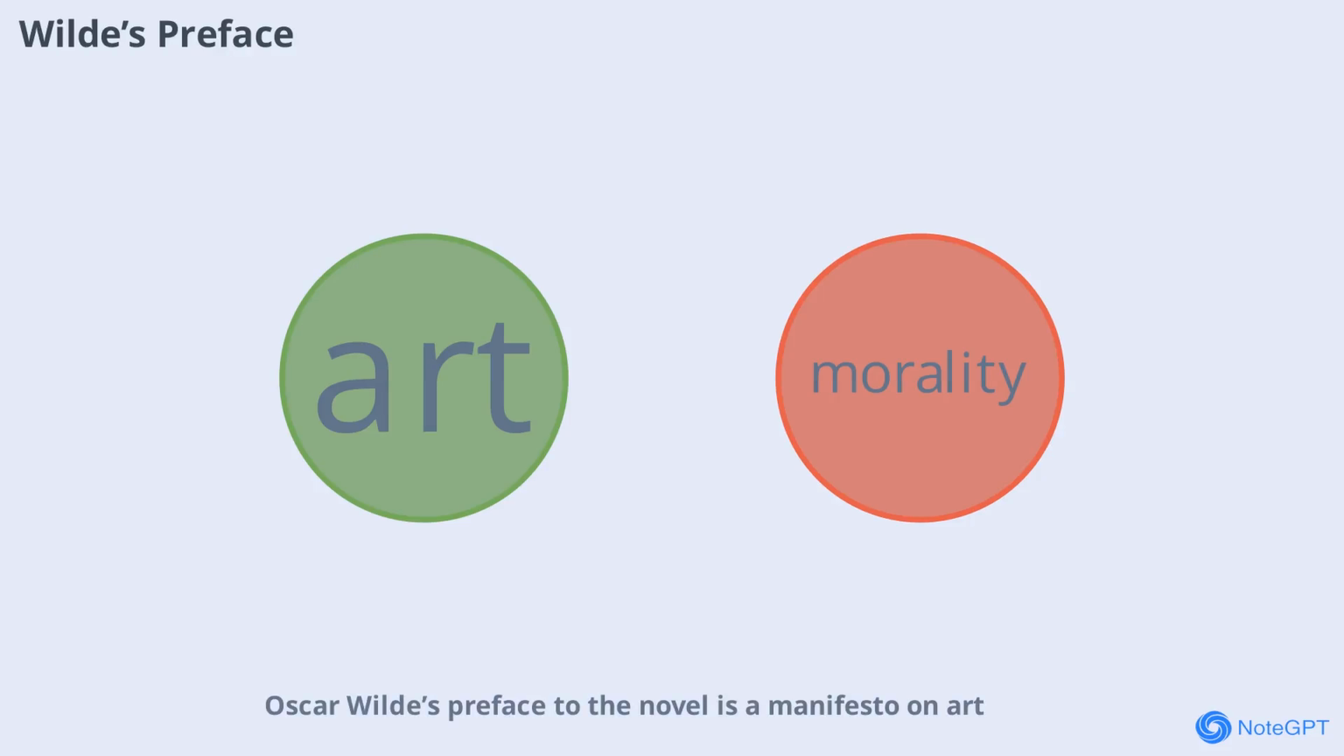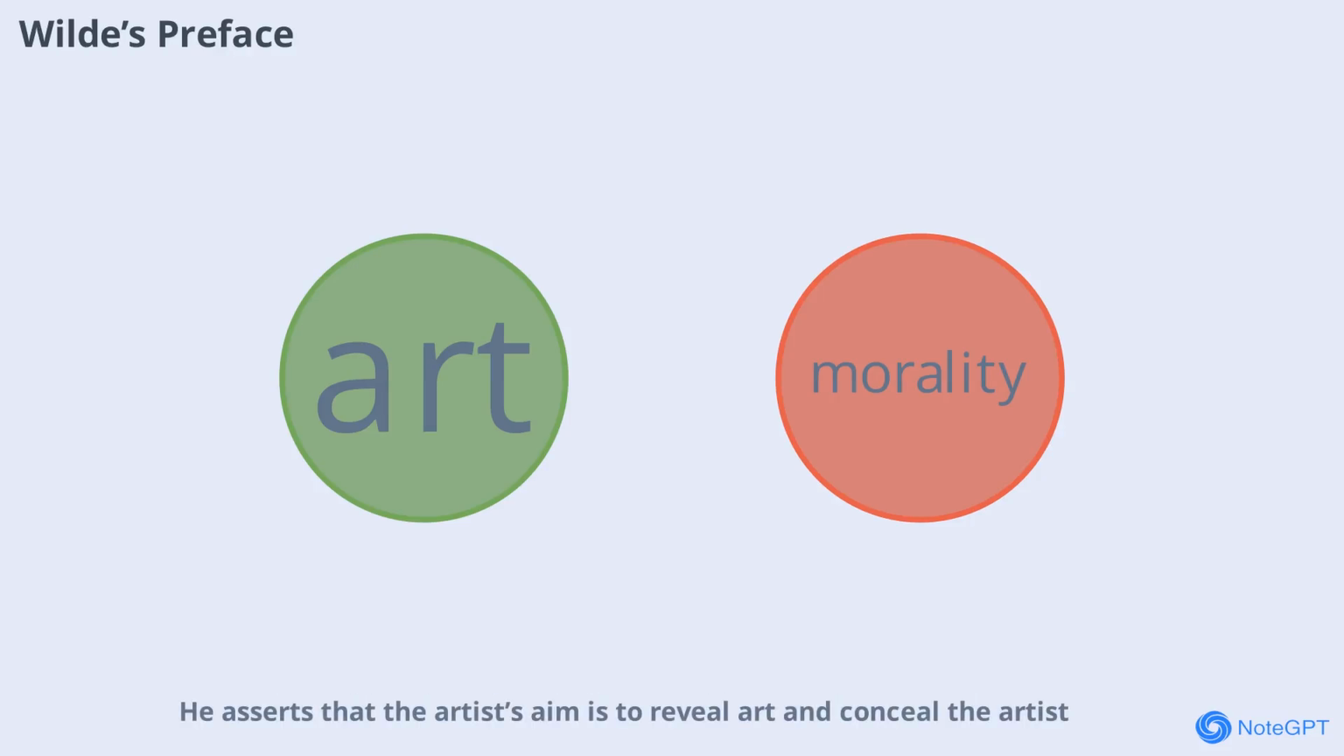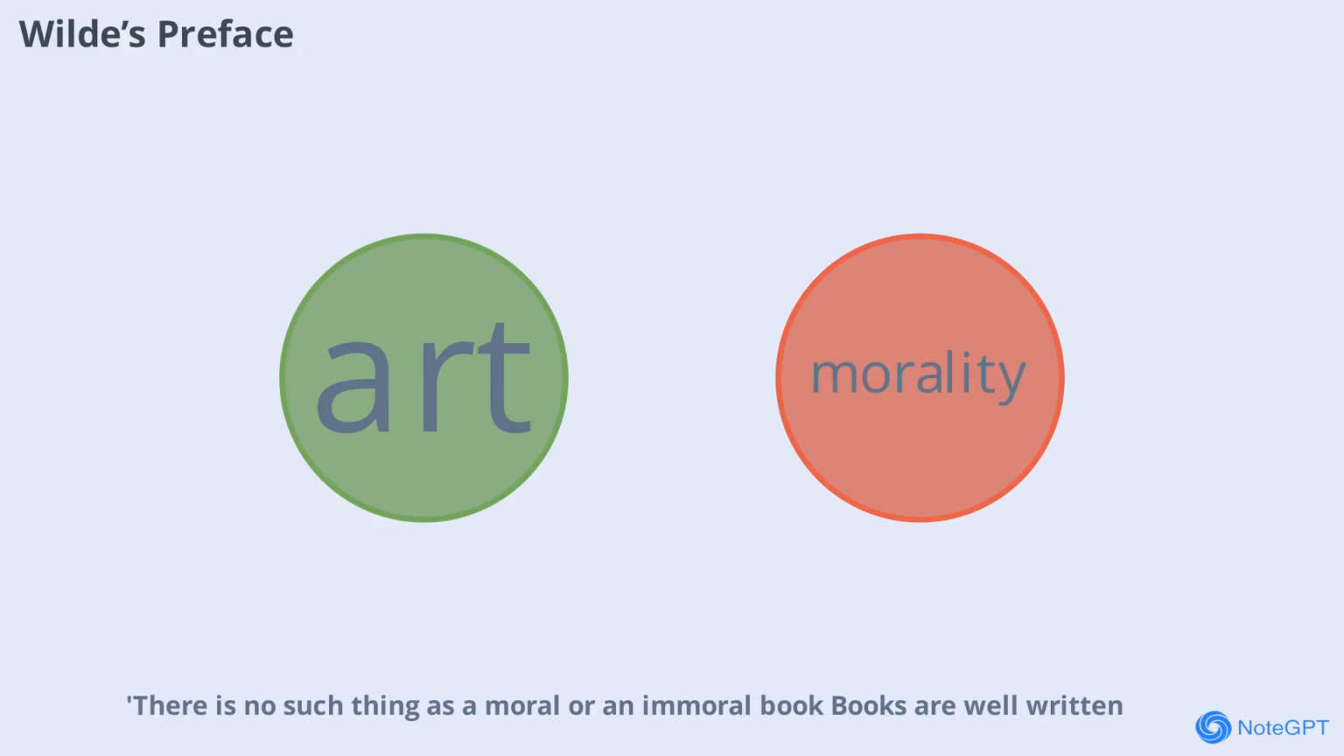Oscar Wilde's preface to the novel is a manifesto on art. He asserts that the artist's aim is to reveal art and conceal the artist, suggesting that art should stand alone, free from moral judgment. Wilde provocatively claims, "There is no such thing as a moral or an immoral book. Books are well written or badly written, that is all."